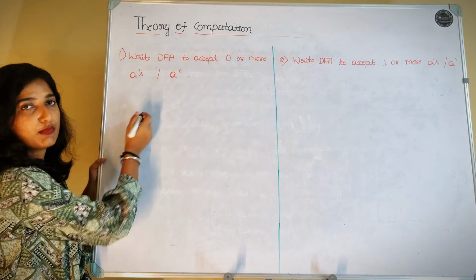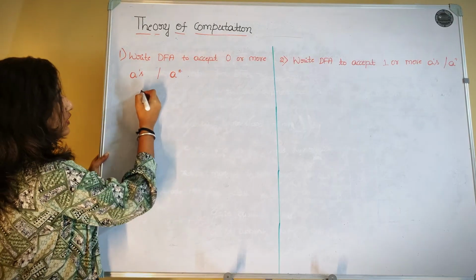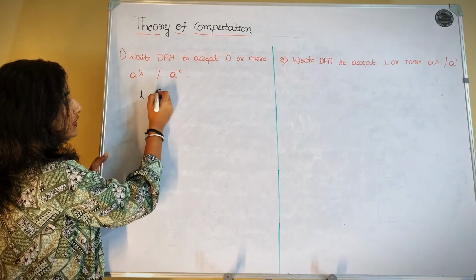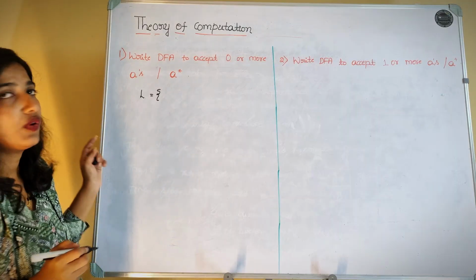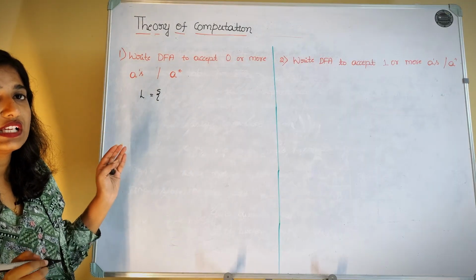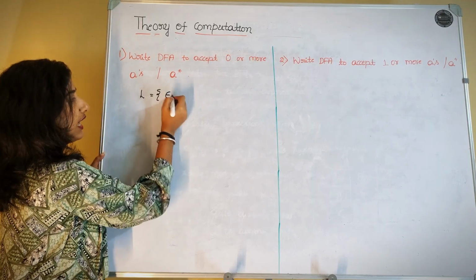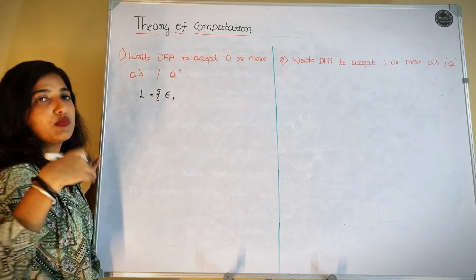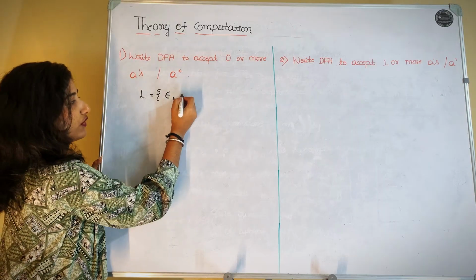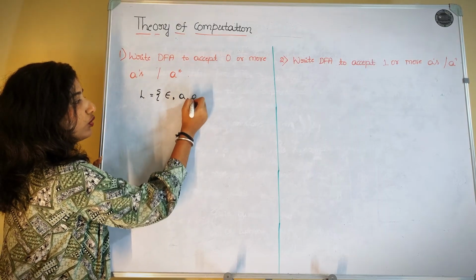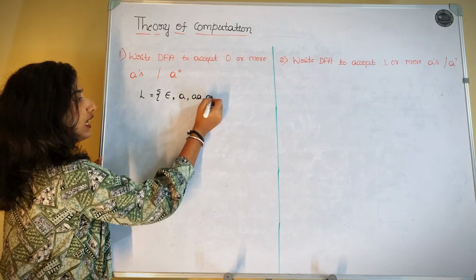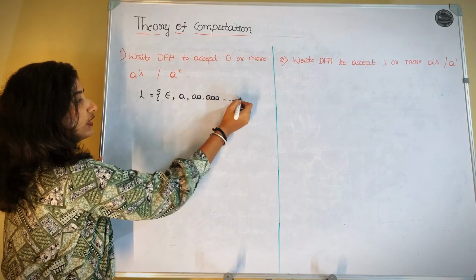So at first, remember this one, at first what we have to do is we have to write the languages that are there here. So how to represent 0 in DFA? Do you remember? So 0 can be represented using epsilon, and 0 or more A's, which means any number of A's. It can be 1A or 2A or 3A, and so on, correct?